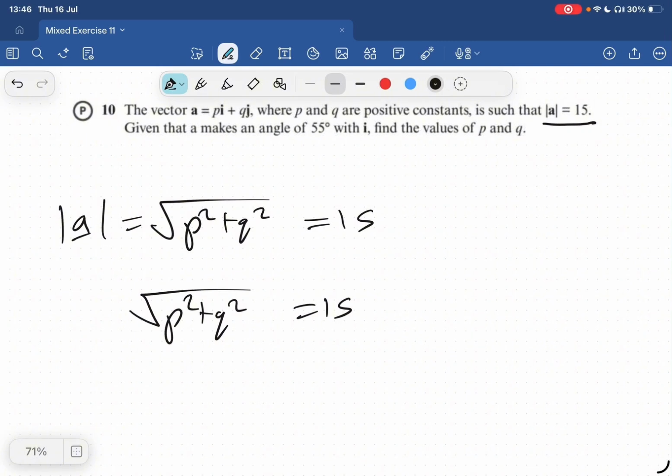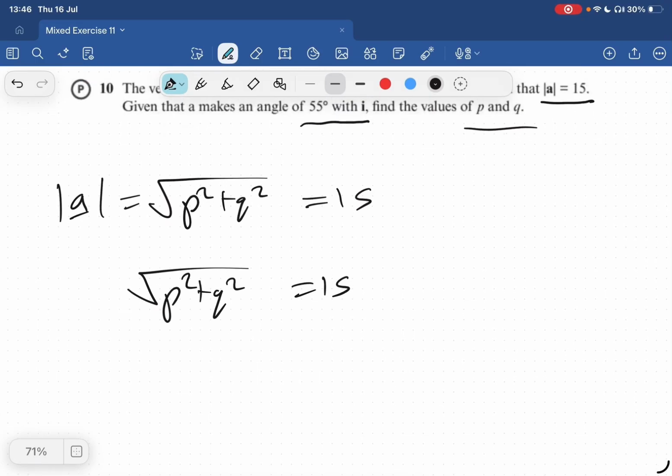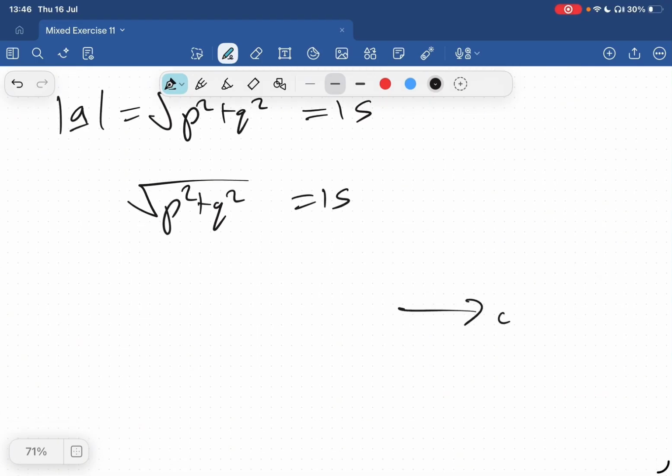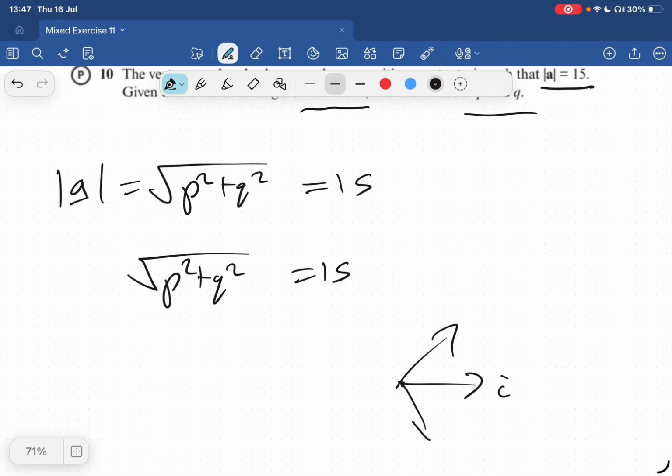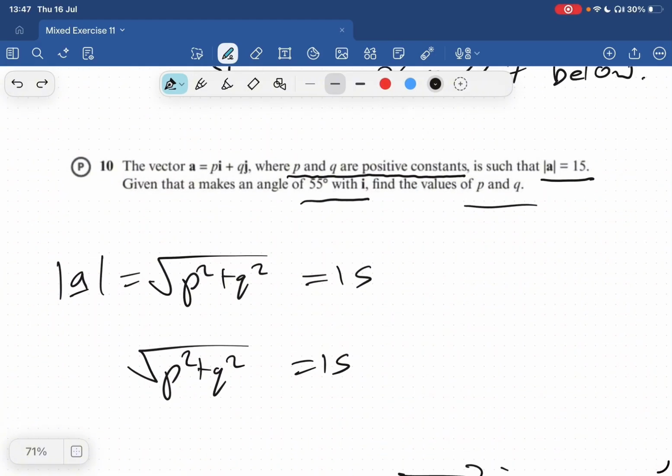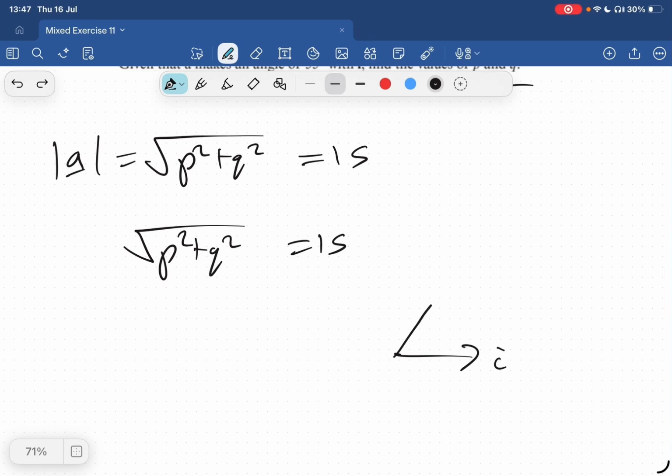Next, we're told that it makes an angle of 55 degrees with i, so we need to find the value of P and Q. Well, let's draw a diagram. This topic is visual, so we go i, and it's making an angle of 55 degrees with i. Why I paused there is I was unsure if I was to draw this arrow up or down. I looked back and P and Q are both positive constants. So that tells us that this arrow has to be going in this direction and making an angle of 55 degrees here.